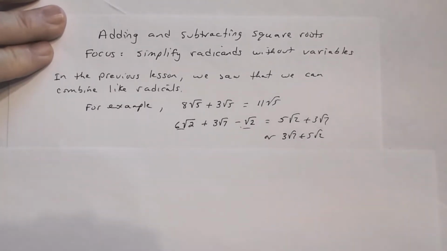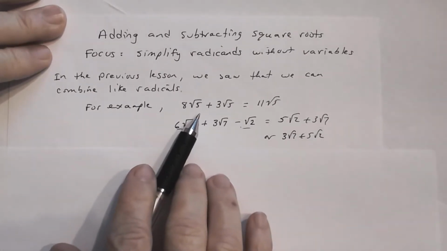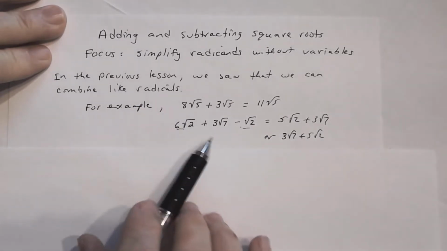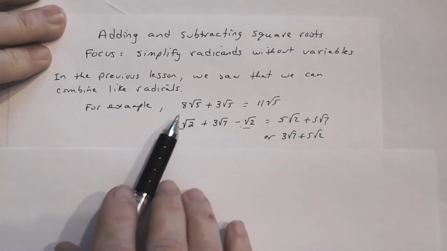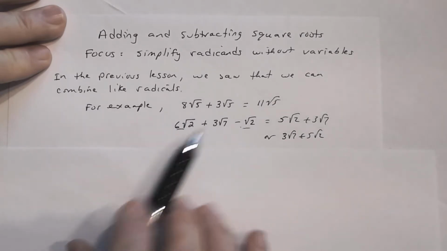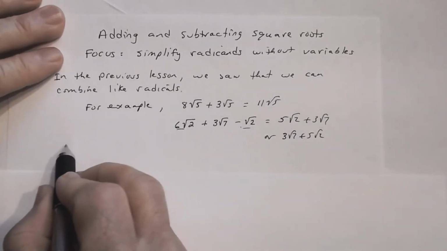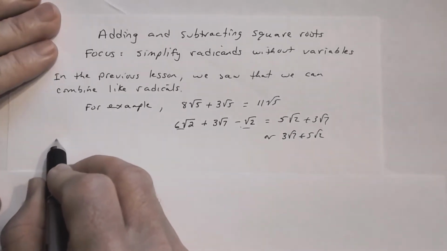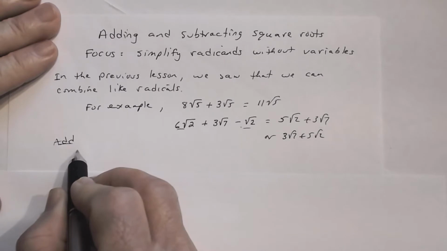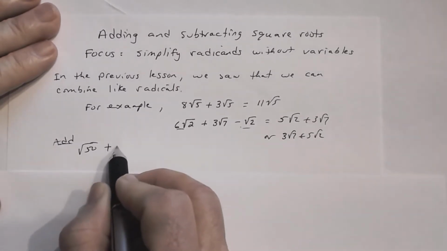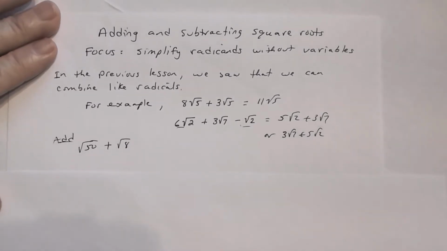Okay? All right, so that was a review from the previous lesson, in which we talked about what like radicals are and then how to add and subtract radicals that are alike. All right, now in this lesson, what if we had this though? Let's say I wanted to add the following. I had the square root of 50 and I wanted to add the square root of 8.